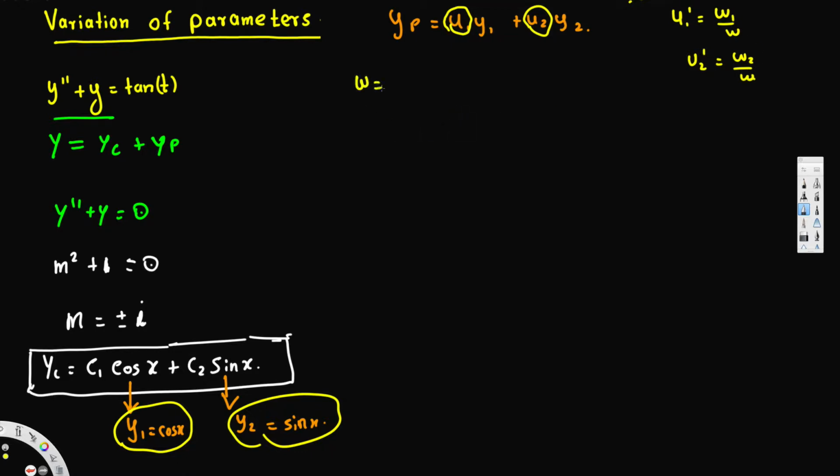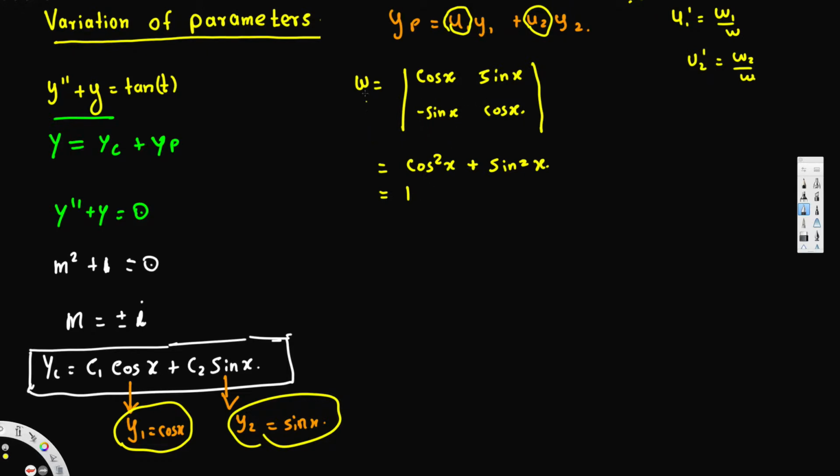To find w, we pick up y1 and y2 and put them in a 2 by 2 matrix. y1 is cos x, y2 is sin x, and then we find the derivatives. The derivative of cos x is minus sin x, and the derivative of sin x is just cos x. Then we find the determinant: cos squared x minus sin x times minus sin x, that's minus minus sin squared x, so plus sin squared x. Here we have cos squared x plus sin squared x, which is just 1.